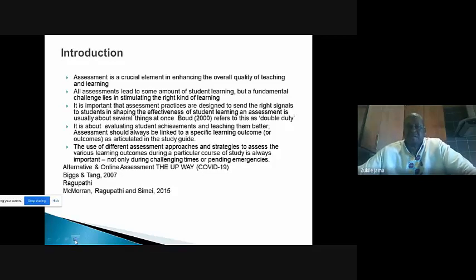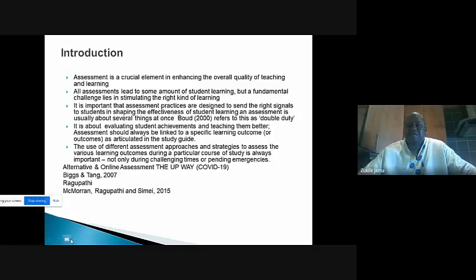The crucial thing is that assessment is a very important part of teaching and learning, and all assessments lead to some amount of student learning, but the most important thing lies in stimulating the right kind of learning. What Boud refers to as a double duty: it is important that assessment practices are designed to send the right signals to the student in shaping the effectiveness of learning.